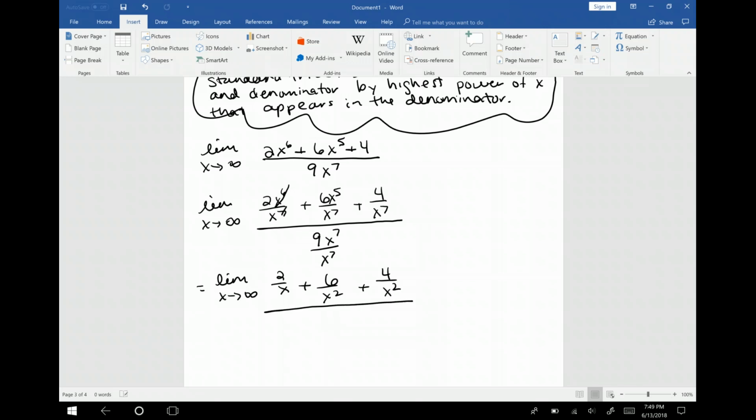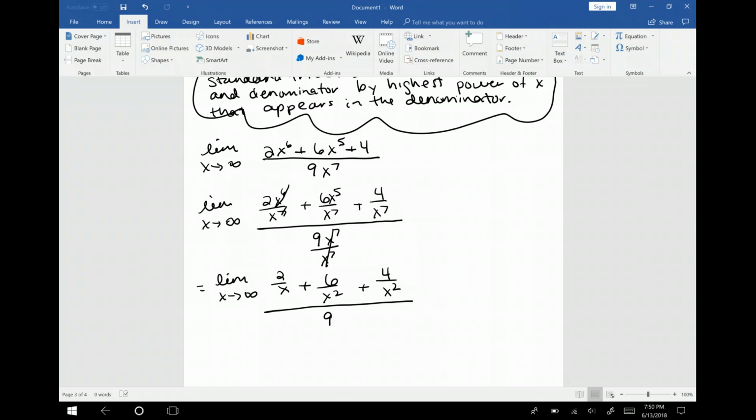And then let's take a look at our denominator. What do we have in our denominator? 9x to the 7th over x to the 7th, the x's cancel, so we just have 9. So now we're going to look and see what happens to each one of these things in the numerator.